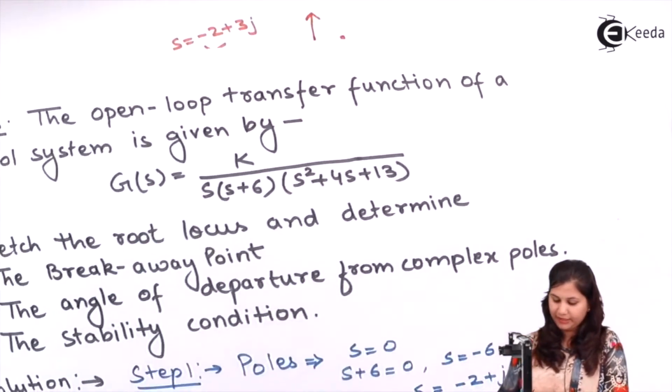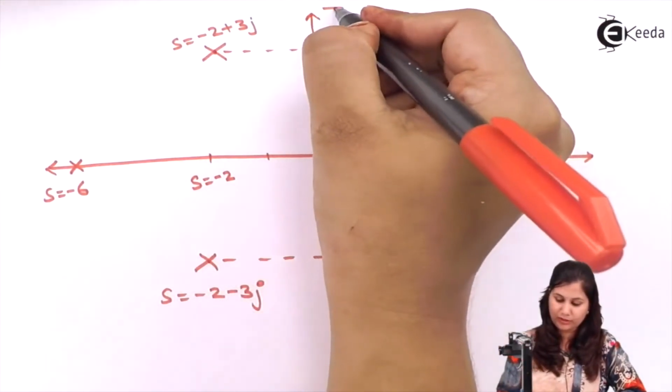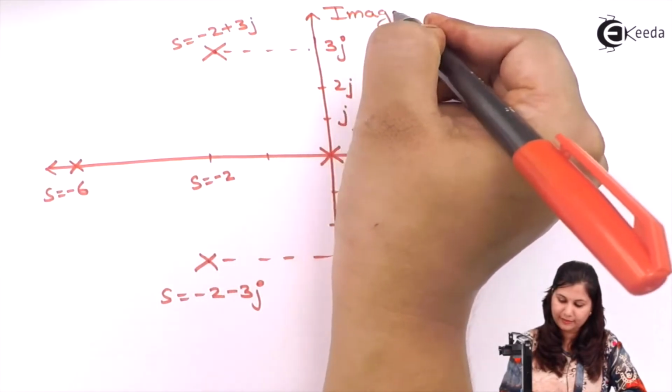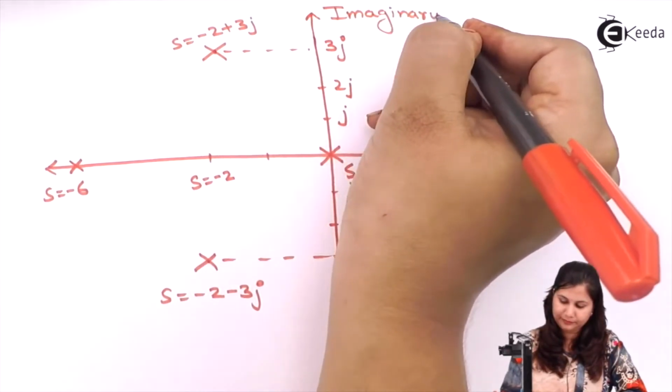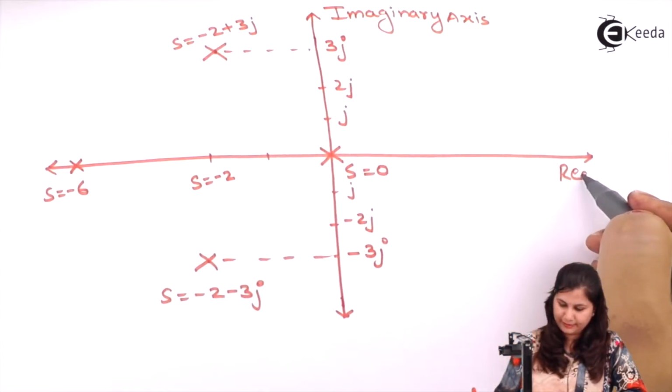Zeros, we don't have any zero in this system, so we are not going to plot in this. This was our imaginary axis. And this is real axis.